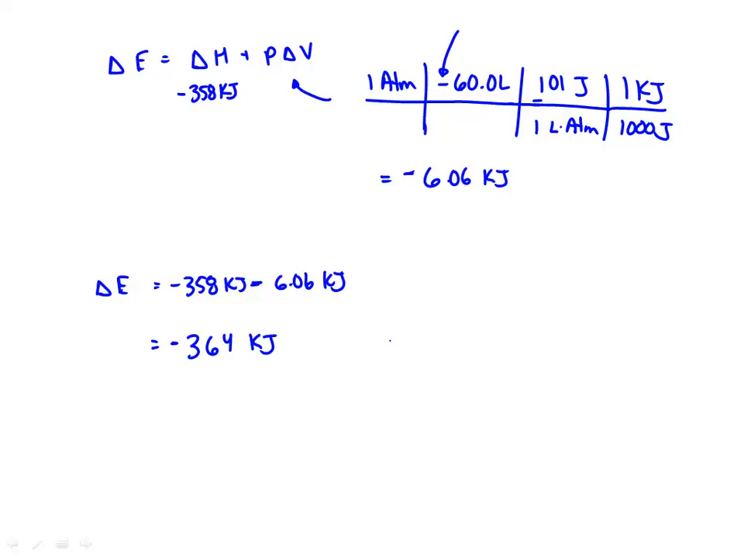If I ignore the P delta V term, then that's 6.06 divided by 364 times 100. That's about 1.7% error. And I've got to be honest, anytime you're doing calculations like this in chemistry, if you're within 1 or 2% of the answer, that's pretty good. That's well within our tolerances. So realize that the change in energy in the system and the change in enthalpy in the system for chemical reactions is almost always the same, with very small differences if we have a bunch of gases produced.